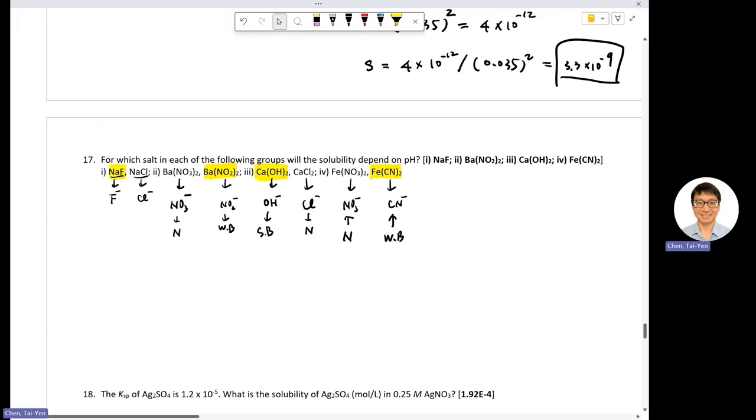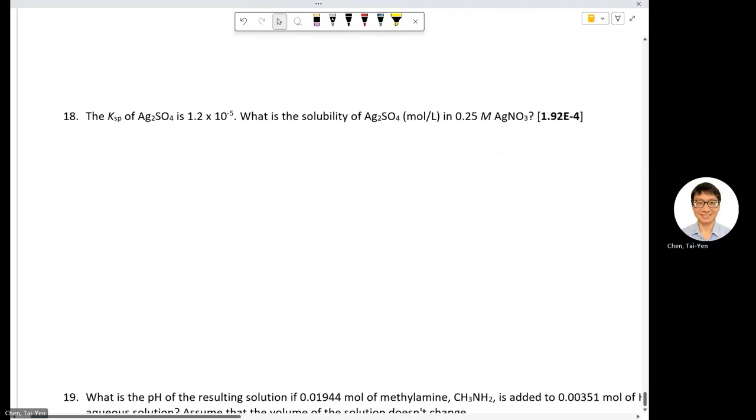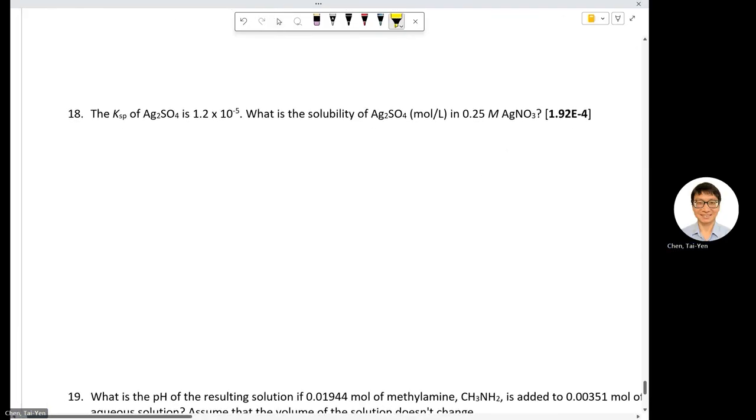All right, so the very last question we want to go through today is this. The Ksp of this species is a certain number. Okay, what is the solubility of Ag2SO4 in this specific solution? So again, it's a common ion type of calculation. We've done this many times. Again, starting by writing out the equations.